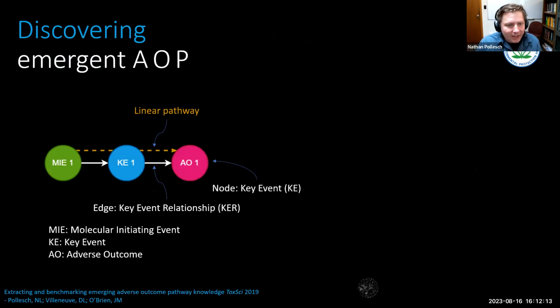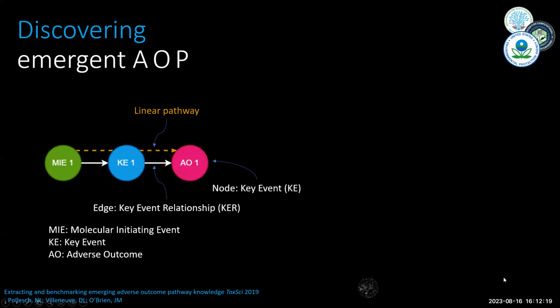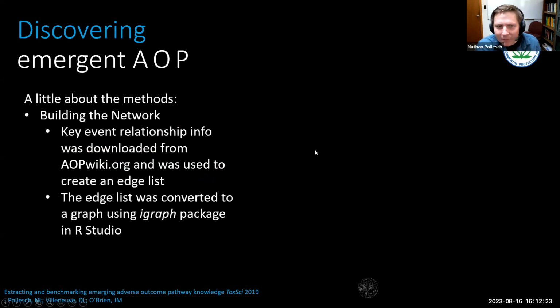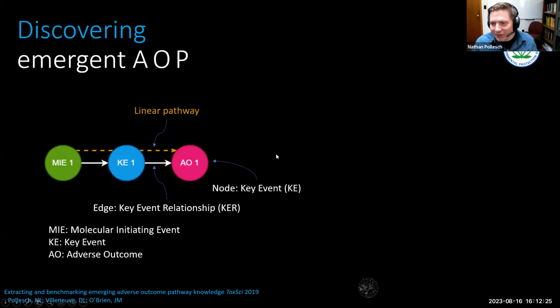In this case, everyone is very comfortable with viewing AOPs as a network. Anyway, one of the things that's important in here is this idea of a linear pathway, or a pathway, and I'll describe why in a moment.